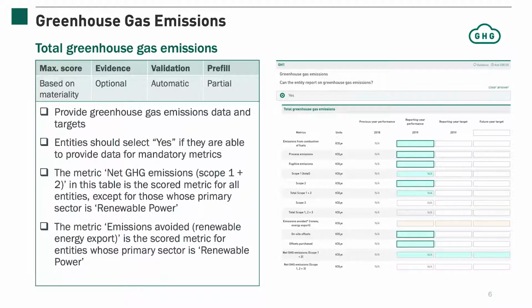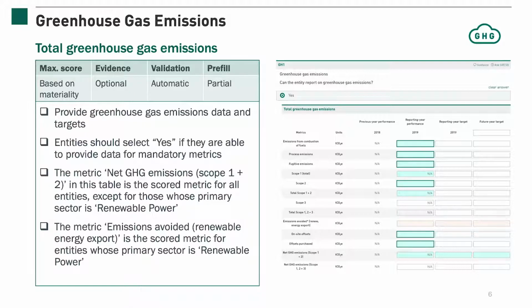Entities should only answer the question on whether they can report greenhouse gas emissions with yes if they can report their emissions for all of the mandatory metrics in the first table. The first table covers the absolute emissions of the entity. All emissions should be reported in tons of carbon dioxide equivalent. The Scope 1 emissions are broken down into emissions from combustion of fuels, process emissions, and fugitive emissions.